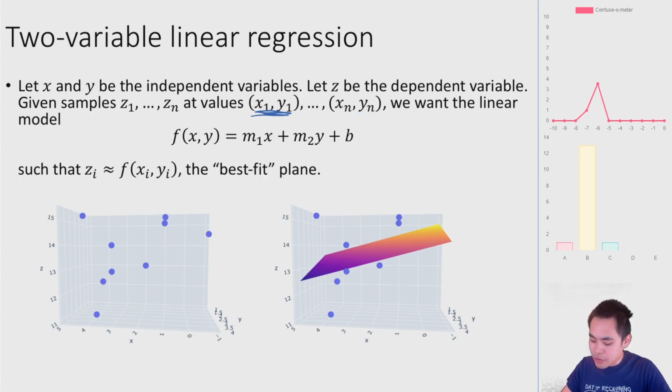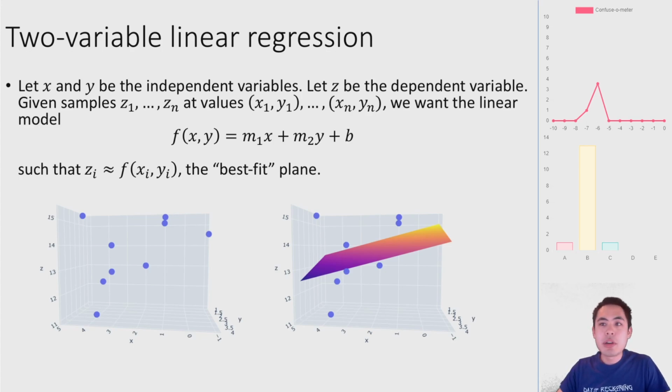And then we want to build a linear model, which is f of x, y equals m1 x plus m2 y plus b, where m1, m2, and b are constants, such that we have the best fit plane. Okay, so any questions so far? It's basically just the straightforward generalization. Instead of having just one independent variable, now we have two independent variables, and we're building a model off of that. So this is the basic idea behind multilinear regression.